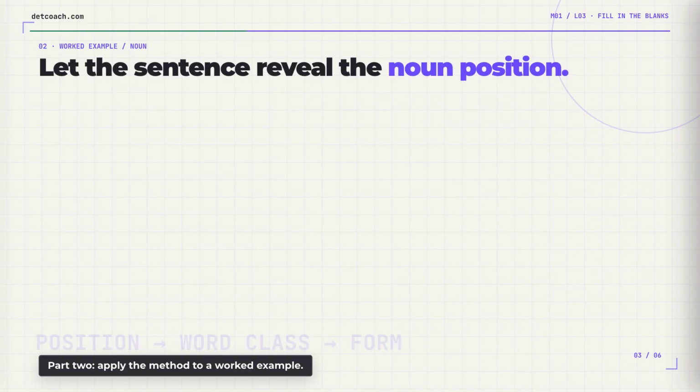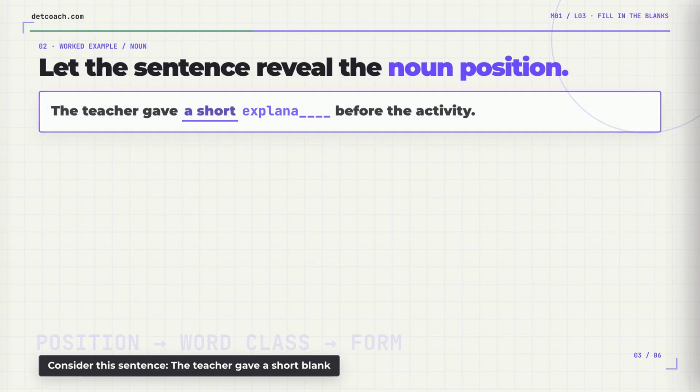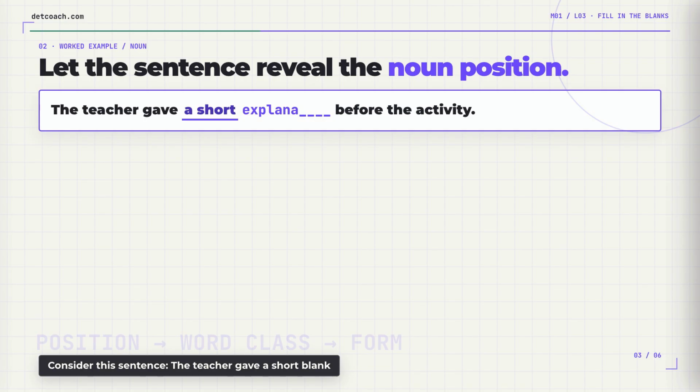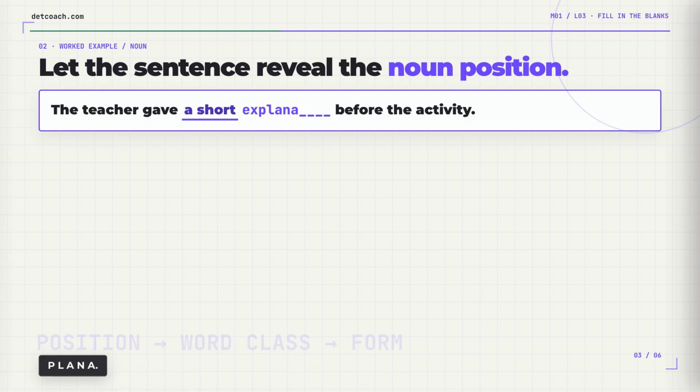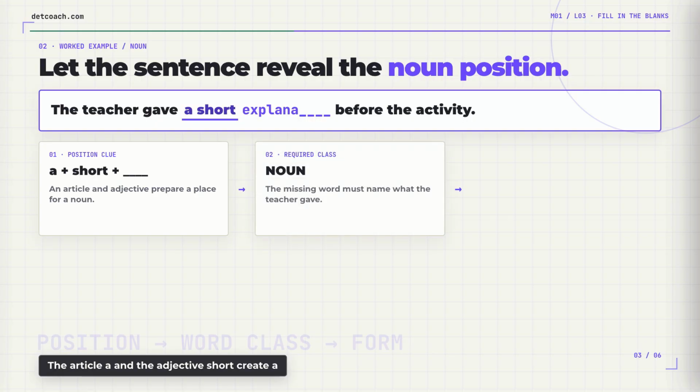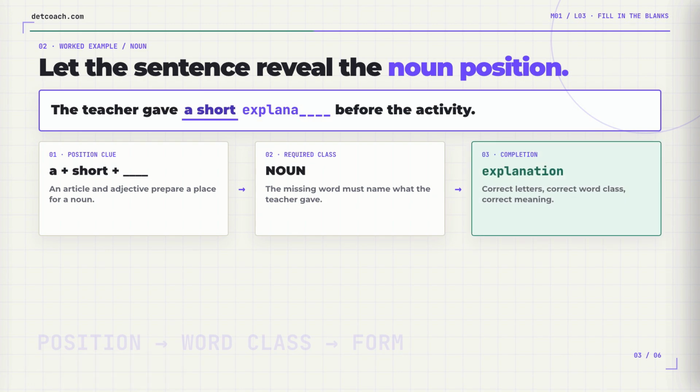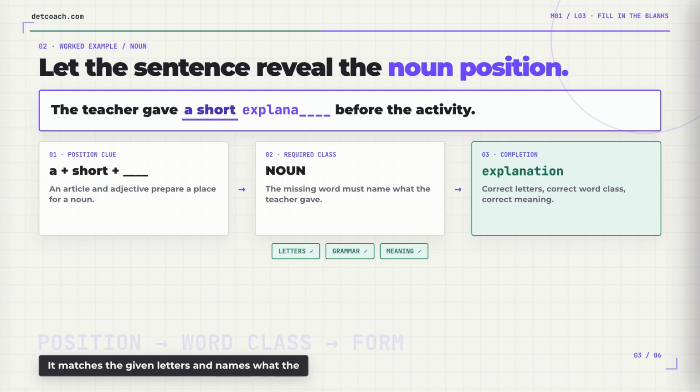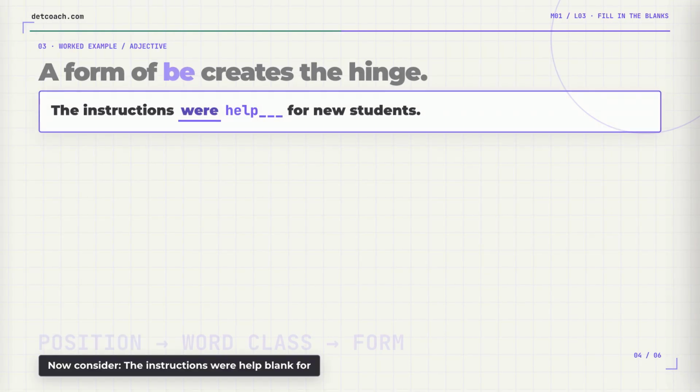Part 2. Apply the method to a worked example. Consider this sentence. The teacher gave a short blank before the activity. The incomplete word begins with the letters E, X, P, L, A, N, A. Now look at the words immediately before it. A short. The article a and the adjective short create a noun position. Explanation is a noun. It matches the given letters and names what the teacher gave. So the grammar, spelling, and meaning all agree. The answer is explanation.